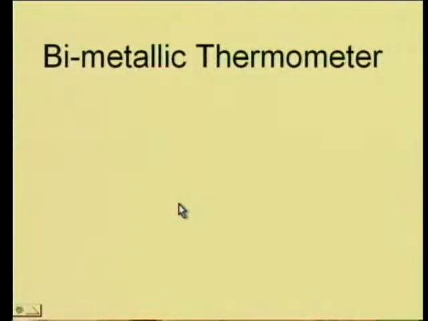Second one is we are connecting a Wheatstone bridge, which again needs certain power, so it is an extra cost. Now Mr. Srinivas will go for the remaining topics of thermometers, that is bimetallic thermometers, how they work and what the different types are.